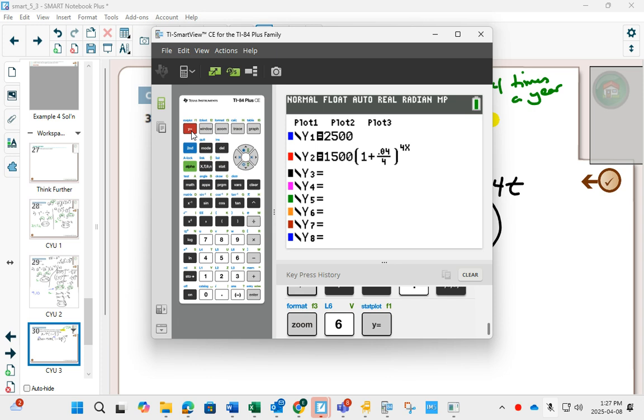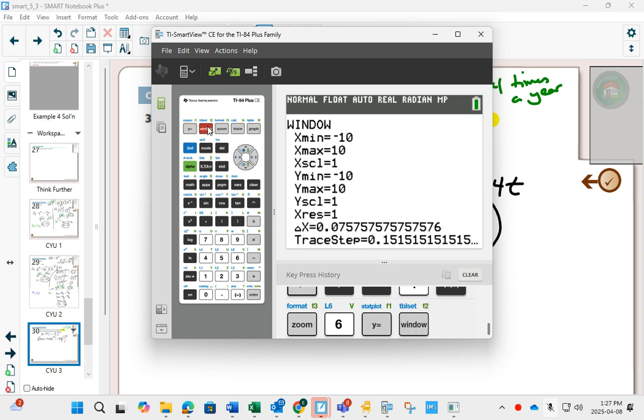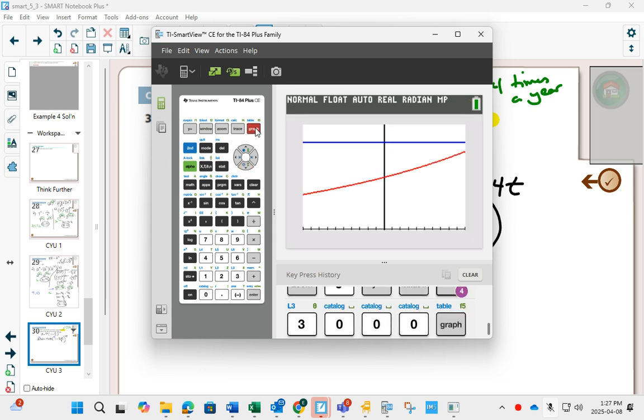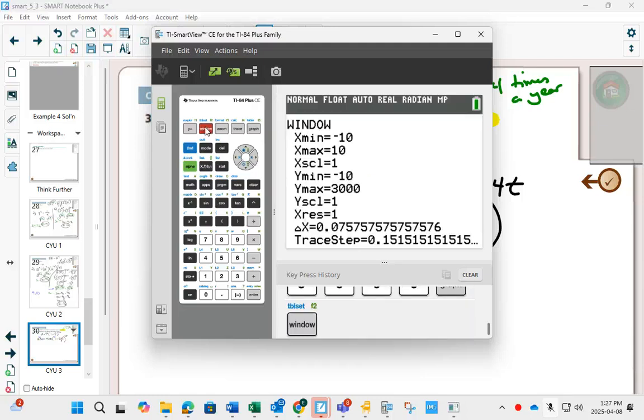No. So I'm going to go to my window button, and I'm going to go for a y maximum of at least 3,000. And then I should be able to see that line. And the red line is getting so close to intersecting. We need to find out where they intersect. So I think if I change my x max to 20, I think I'll see it.